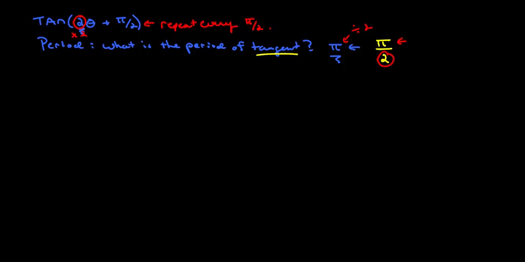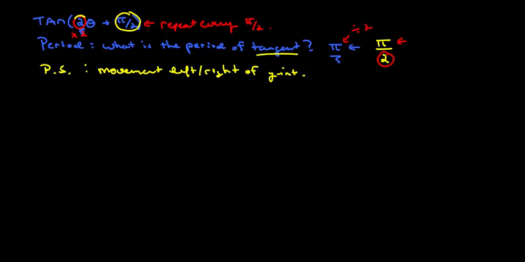The phase shift is going to be the movement to the left or the right of the y-intercept. So this is going to be the movement left or right of the y-intercept. How we find that specifically is taken from these two numbers.